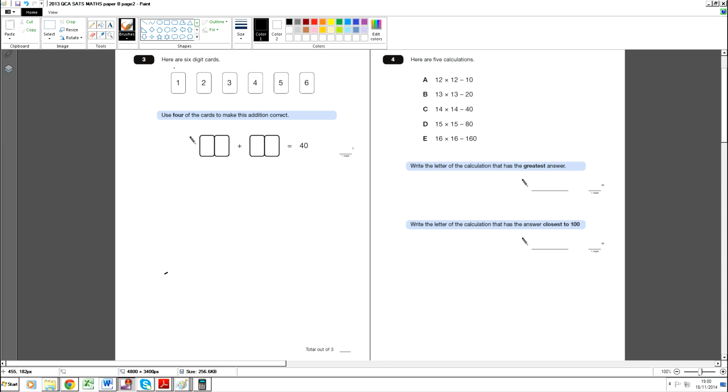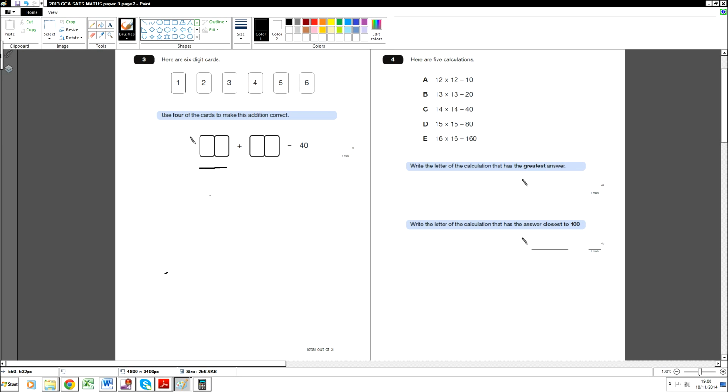Okay, question number 3 now. Here are 6-digit cards. Use 4 of the cards to make this addition correct. Now, as I said to you before, the best way to do this type of question is to redraw these 2 little grids underneath. So if I draw that freehand, let's see how good that is. Hang on a second. I'm not interested in the answer at the moment. I'm just trying to go through some technique.